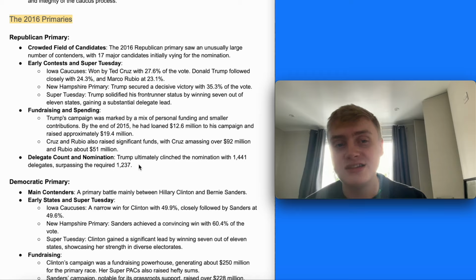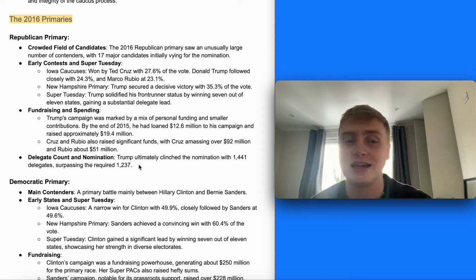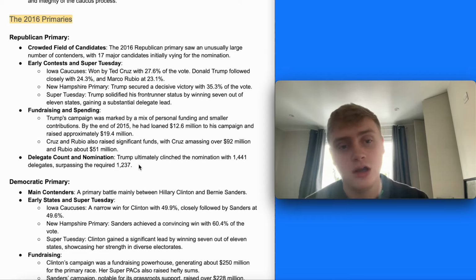Trump secured a decisive victory, though, in the next primary, the New Hampshire primary, with 35% of the vote, and he solidified his frontrunner status by winning 7 out of the 11 states in Super Tuesday. Trump's campaign was marked by a mix of personal funding and smaller contributions. By the end of 2015, he'd loaned $12.6 million to his campaign and raised approximately $19 million.